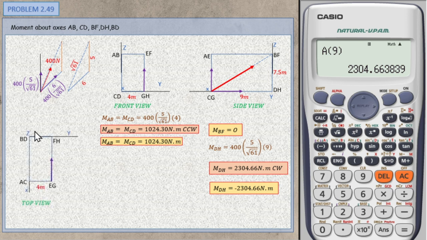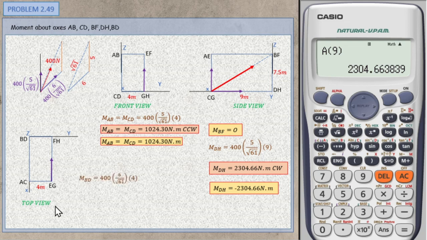So how about our axis BD? For axis BD, I am going to look at its top view. Looking at its top view, we have AC, EG, FH, and BD. I am just going to rotate it in counterclockwise direction, so I will assume counterclockwise positive. It has a perpendicular distance of 4 meters, and this force is our x component. So 400 times the quantity 6 over the square root of 61 multiplied by 4 meters.